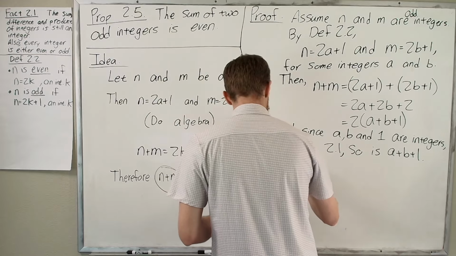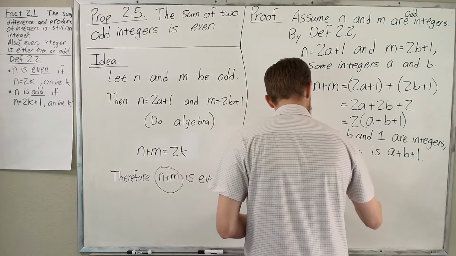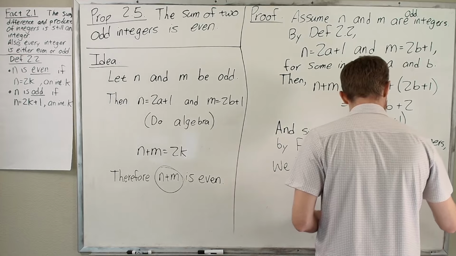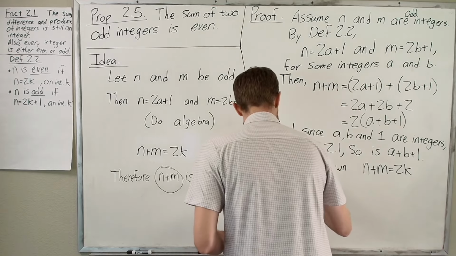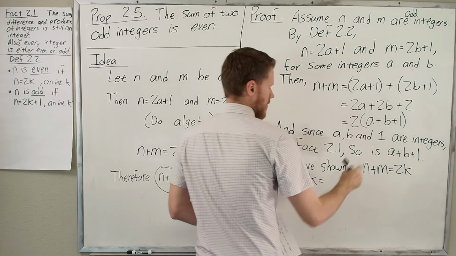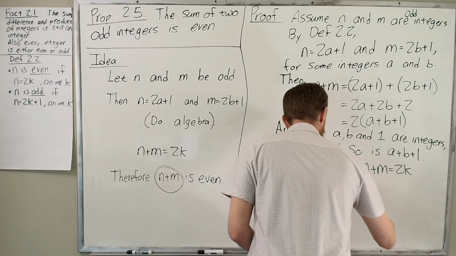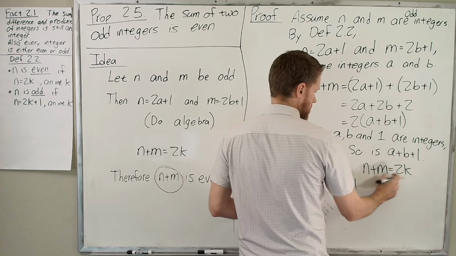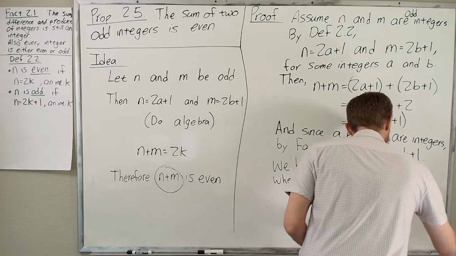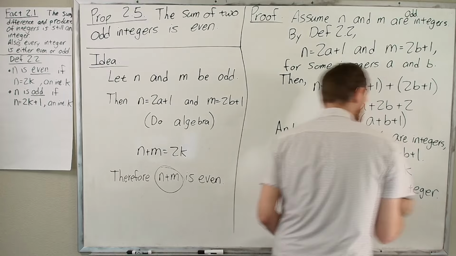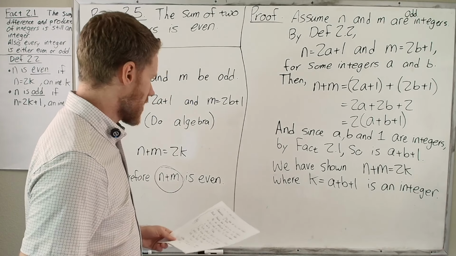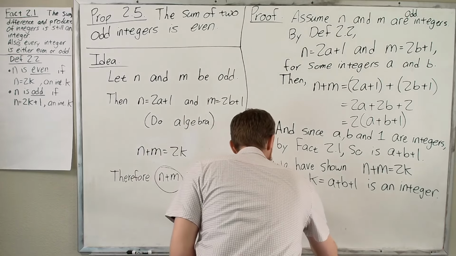So let's wrap this up. So we have shown that n plus m equals 2k, where k, if we set it equal to a plus b plus 1, then yes, n plus m does equal it, and moreover, k is an integer. So this is a way of writing that mathematicians sometimes utilize. And there you go.